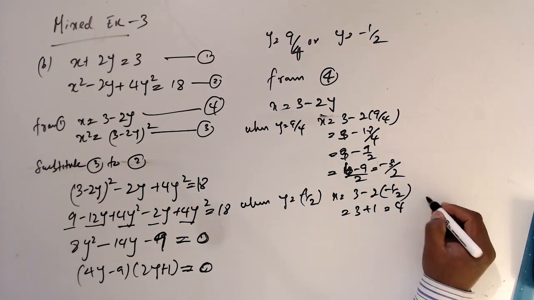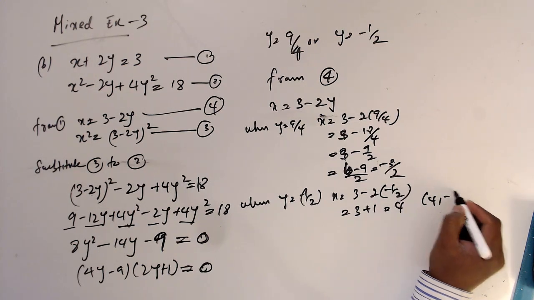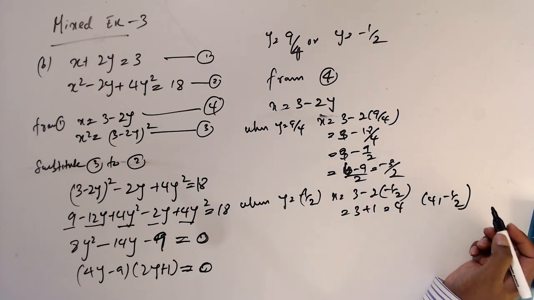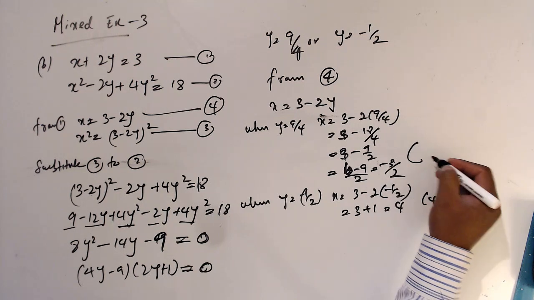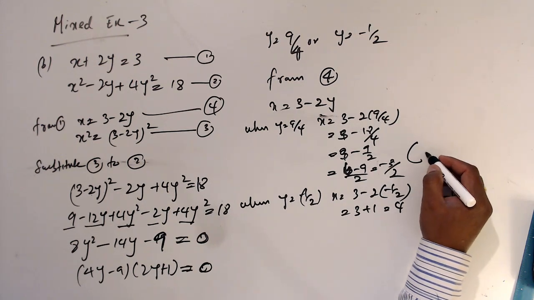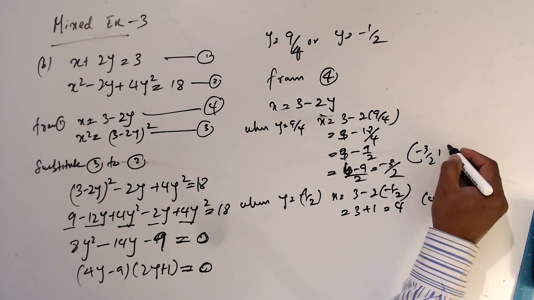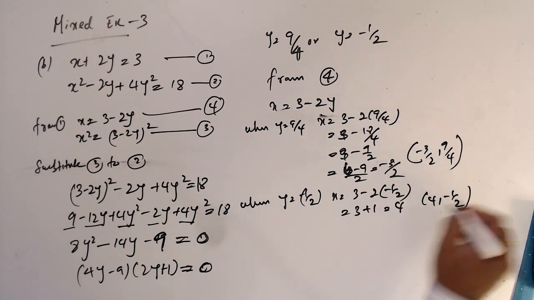So 4 and minus half. Another answer is minus 3 over 2, 9 over 4.